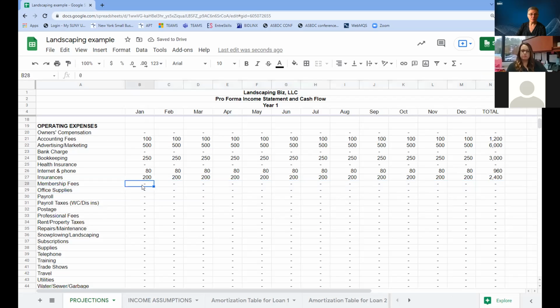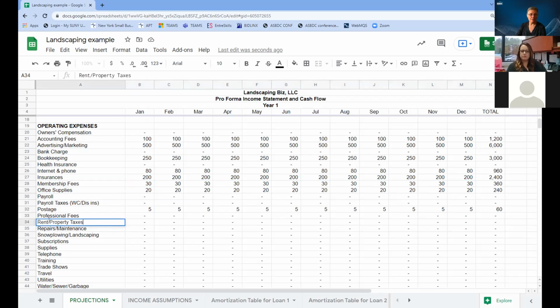Membership fee, that's your chamber fee and any other professional associations you might be part of. Office supplies, an ink cartridge here and there, and another, you want to put something in there. Payroll, I'll get back to that. Postage minimal, but we do still mail things. And professional fees, that might be an attorney, that might be a consultant that you hire here and there.